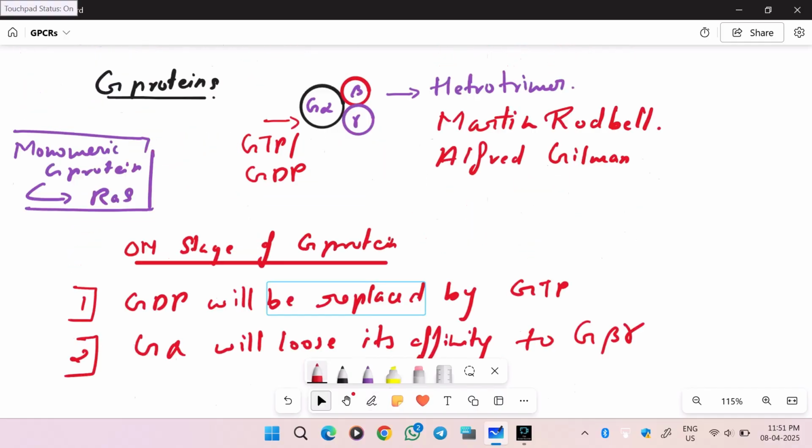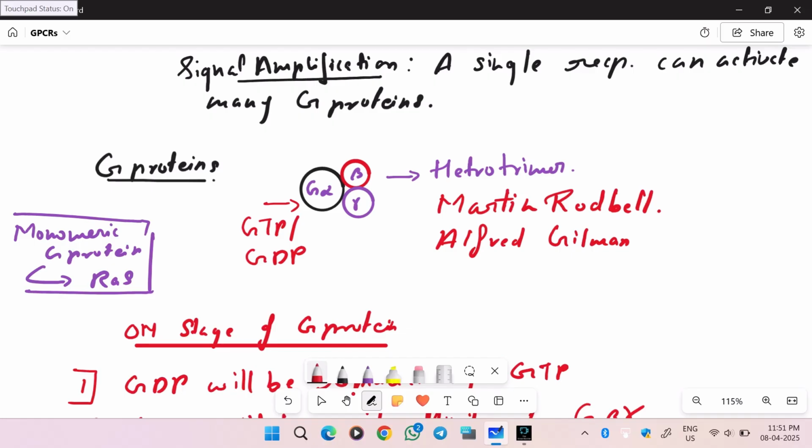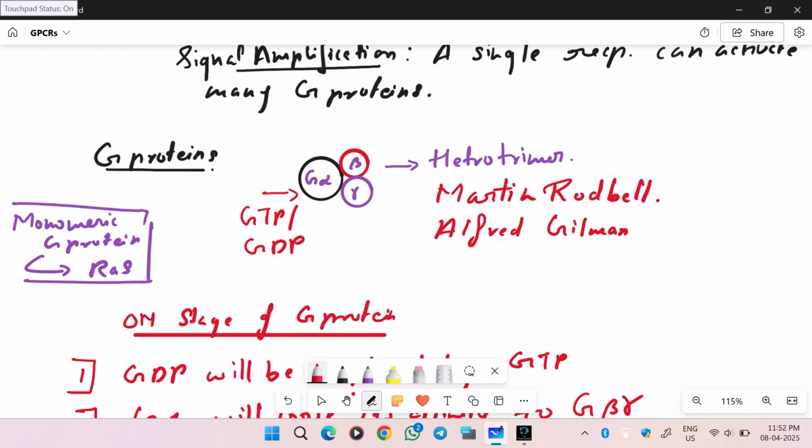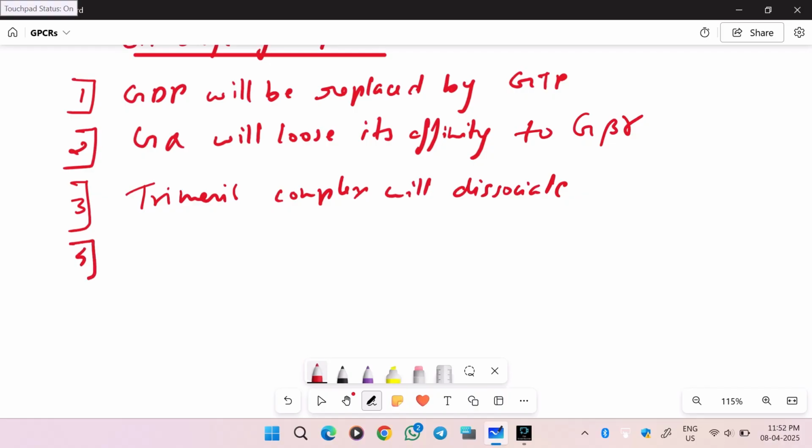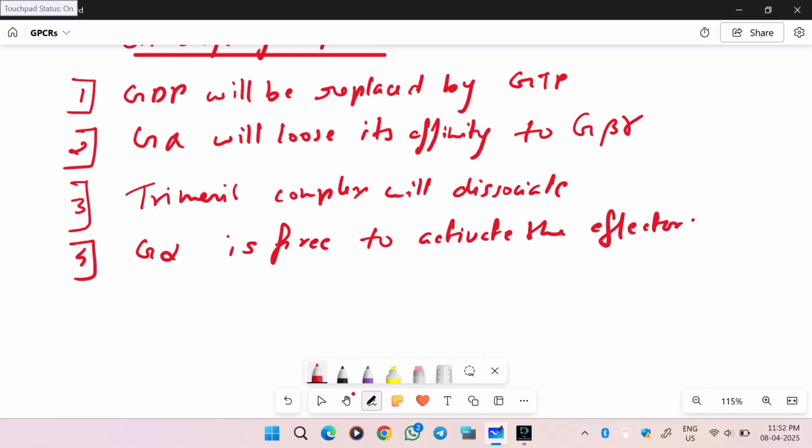So this heterotrimer is going to get dissociated when the ligand binds to the receptor and the G protein gets activated. At that point, this heterotrimer will dissociate. So that's the second point. Third point, we can write it like this: trimeric complex will dissociate. And the fourth point is that G alpha is free because it got dissociated from the G beta and G gamma, right? So now it is free to activate the effectors. And now what are these effectors? These effectors are what we call the second messengers.